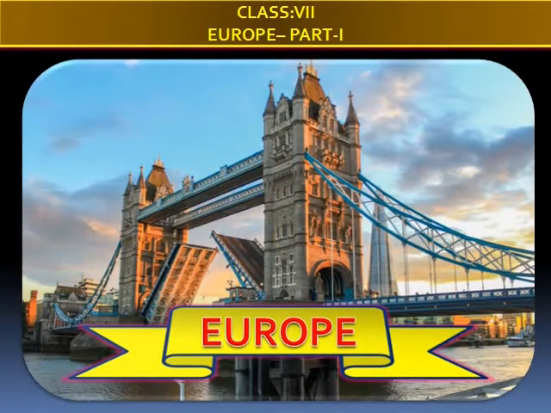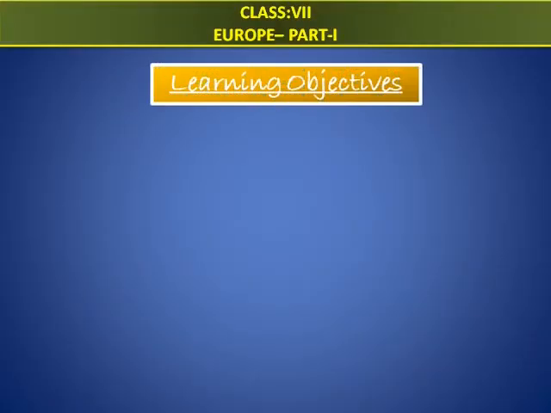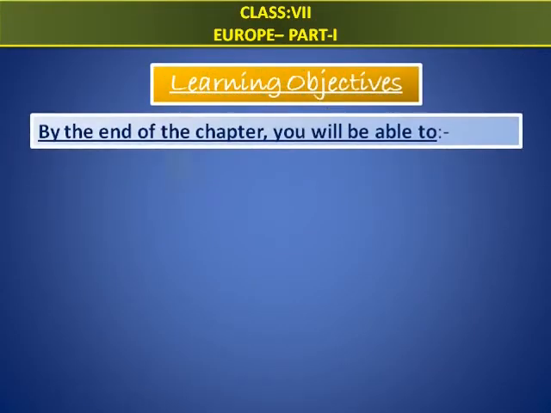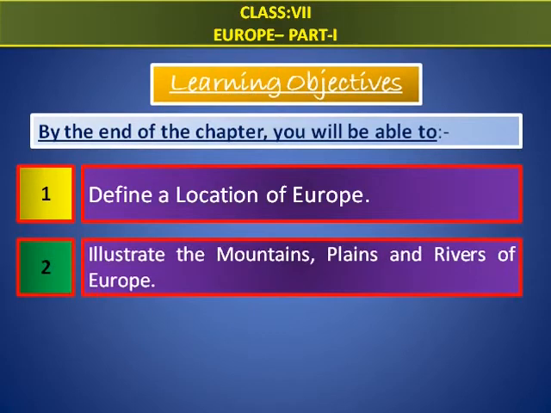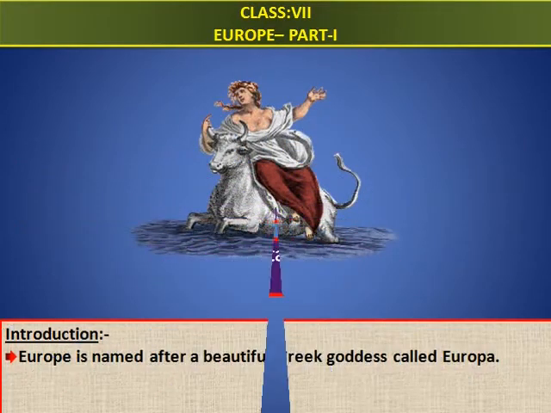Children, today I am going to start a new chapter, Europe. That is part 1. Learning objectives of this lesson. By the end of the chapter, you will be able to define the location of Europe, and illustrate the mountains, plains and rivers of Europe. Introduction of the chapter.